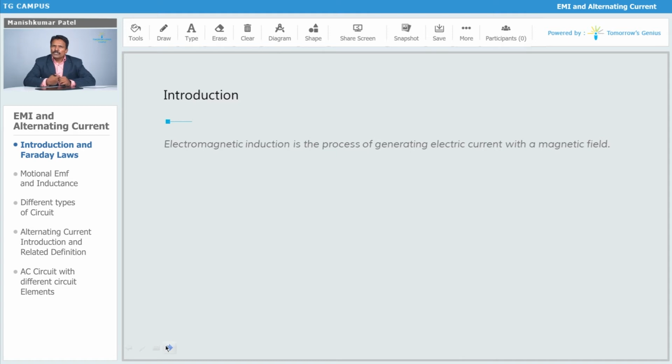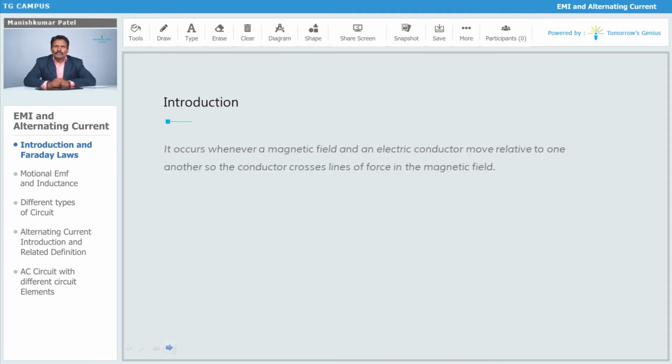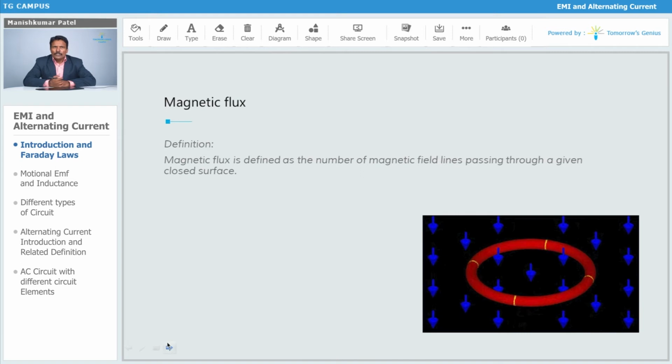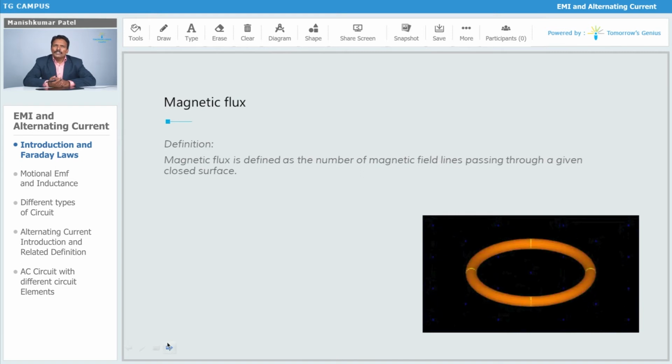So this is the process of generating electric current with a magnetic field. That is electromagnetic induction. Then definitely the magnetic field and electric field, how they relate, we will see in this electromagnetic induction, which is obviously the cause of it. So let's start with the topic of magnetic flux.